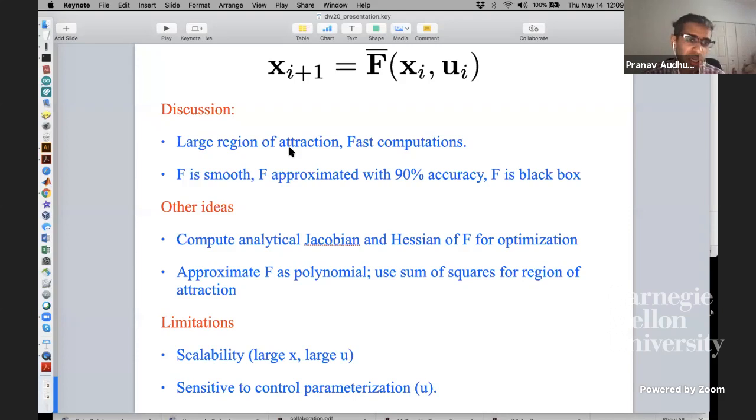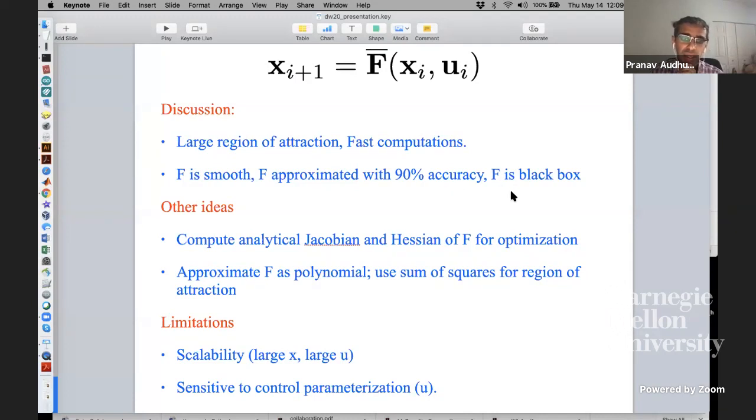Hopefully, with this simple example, it can be seen that this leads to a large region of attraction and essentially fast computation. One of the facts which I exploit, and this is true but never really seen carefully, is that F is actually a smooth function of the parameters, unlike the continuous dynamics which are non-smooth. We also found that if you have a 90% accuracy in your approximation, you usually get good results. Like all the results here had a 90% accuracy in terms of computing F.